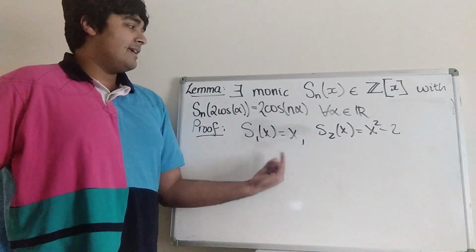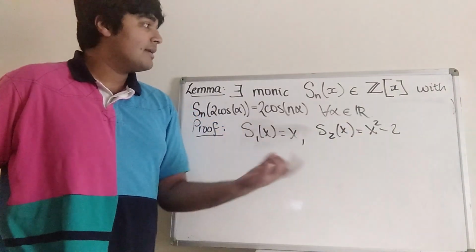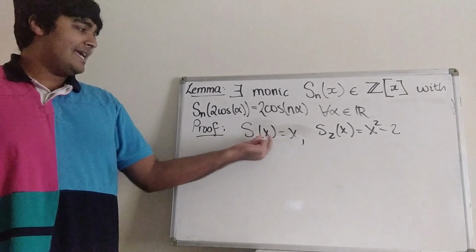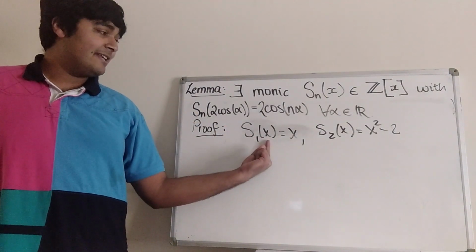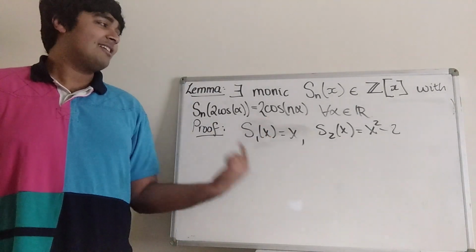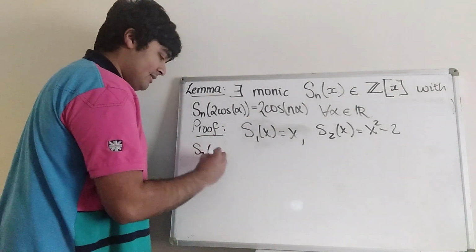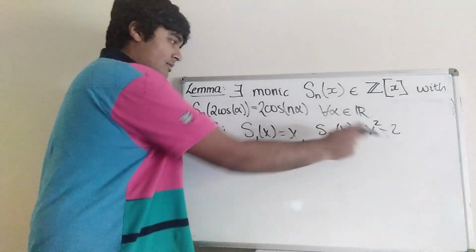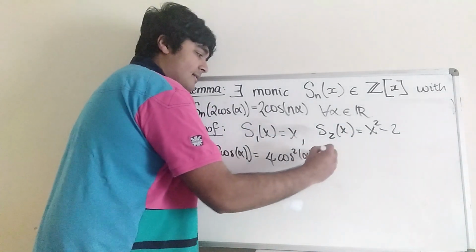Both of these are monic, because the coefficient of x is 1, coefficient of x squared is 1. And they all have integer coefficients, and we just need to check this property here. Well, for the case n equals 1, it's pretty obvious. When I plug 2 cos alpha in here, I'm going to get 2 cos alpha there, which is the same as 2 cos of 1 times alpha. When I plug in 2 cos alpha here, I get S2 of 2 cos alpha, which is going to be 4 cos squared alpha minus 2.